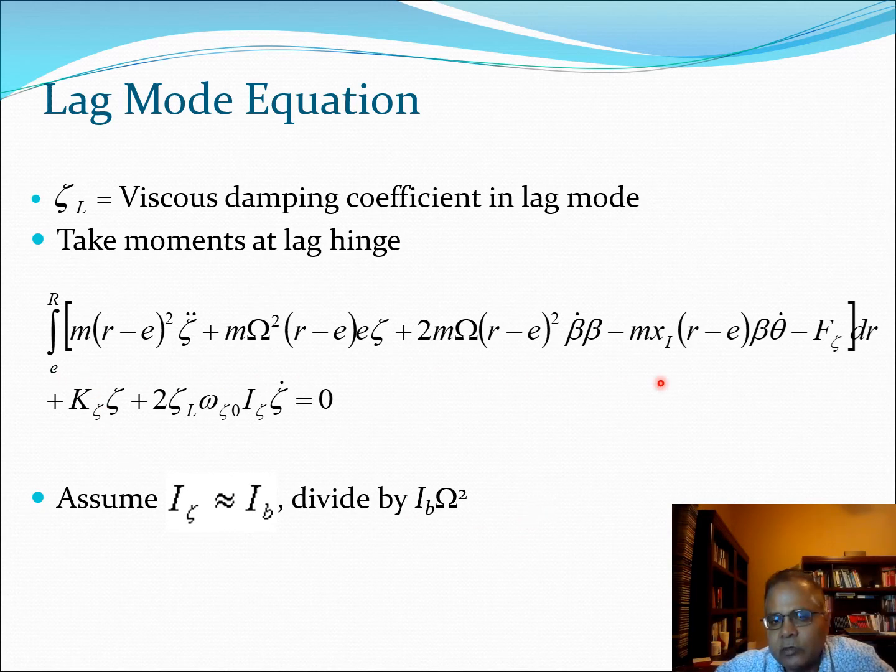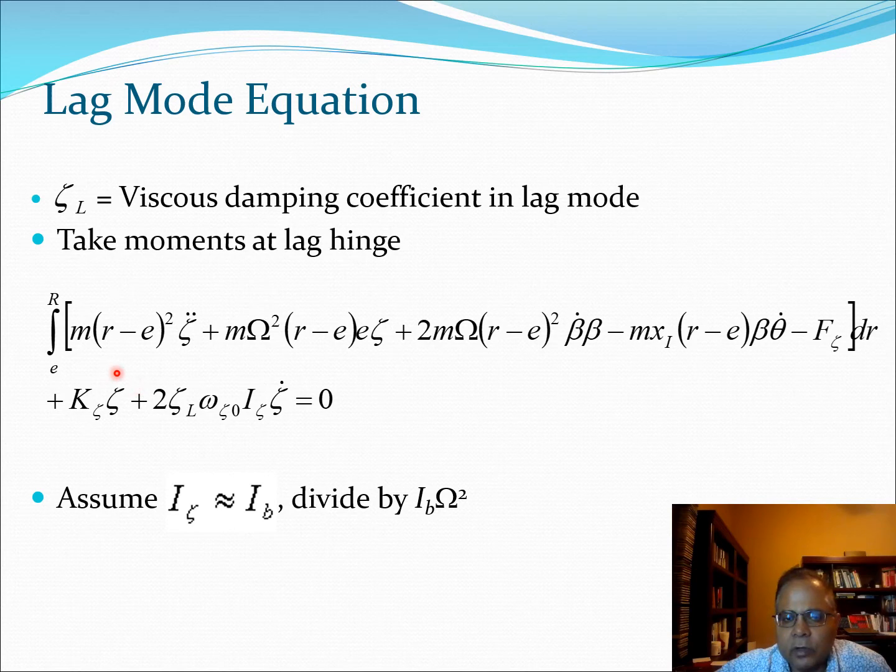So let's get back to our lag equation here. What we do then is we take the moment and then we set that equal to 0. So that's the moment at the lag hinge. So essentially E to R. Like I mentioned before, because all the E's here are being considered to be the same, there is no problem here in having E same as in flap, lag, and torsion.